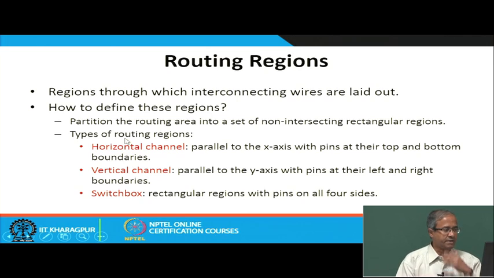So, the types of routing regions can be either a horizontal channel, which is parallel to the x axis with the pins corresponding to the nets at their top and bottom boundaries. Vertical channel is a 90-degree rotated version of that, which is parallel to the y axis, pins on the left and right. And switch box, as I said, is a rectangular region with pins coming from all 4 sides. This is the more complex sub problem among the 3. See, horizontal and vertical channel routing problems are the same, it is just a 90-degree rotation, nothing else. Okay.